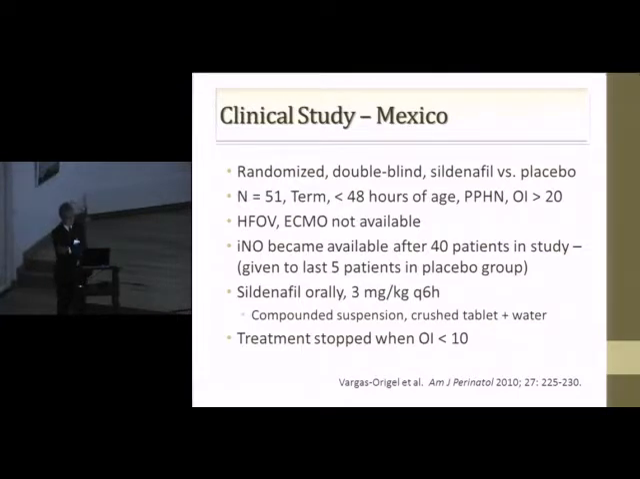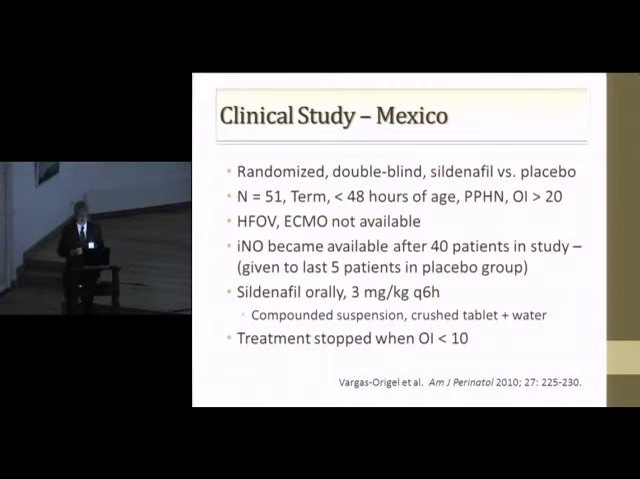They studied 51 babies who were term and under 48 hours of age. The criteria were less strict in that their oxygenation index was only greater than 20, as opposed to the Columbia study, when it was 40. Partway through this study, near the end, inhaled nitric oxide actually became available, and it was given to the last 5 babies in the placebo group.